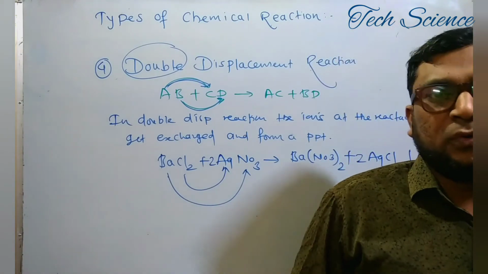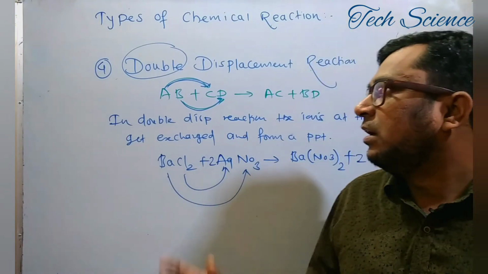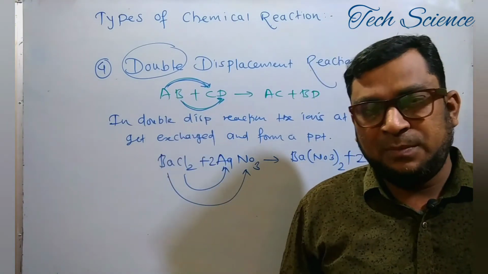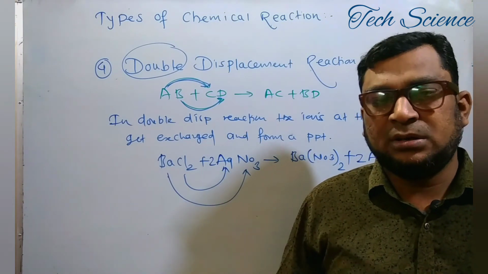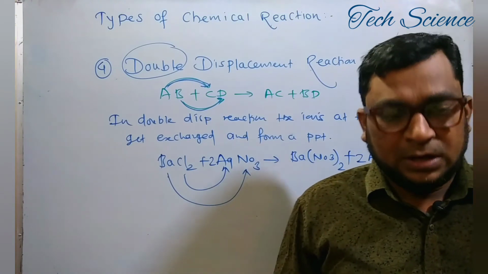So these are the four types of chemical reaction. The first one is combination, the second is decomposition, the third is displacement, and the fourth is double displacement.